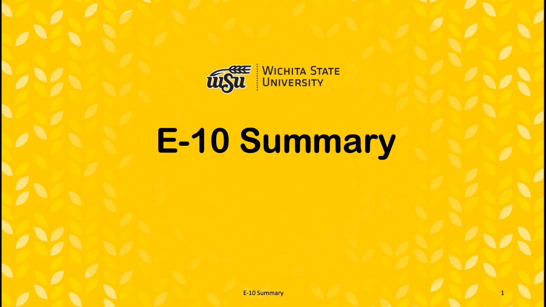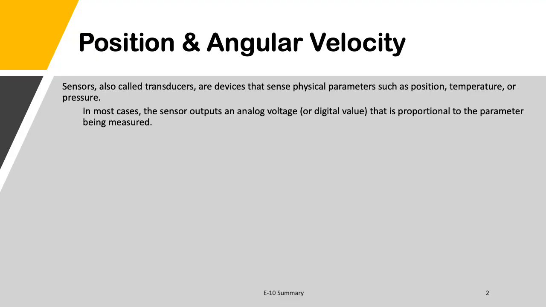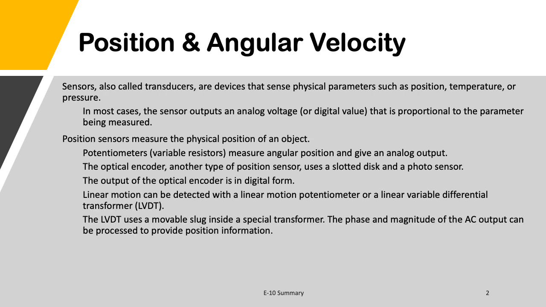Let's recap on what we have covered so far. Sensors, also called transducers, are devices that sense physical parameters such as position, temperature, or pressure. In most cases, the sensor outputs an analog voltage, or a digital value, that is proportional to the parameter being measured. Position sensors measure the physical position of an object.